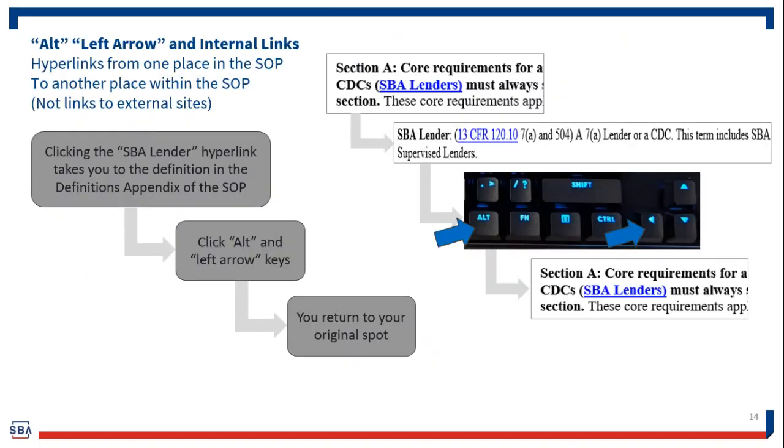Never lose your place again when clicking on a hyperlink to another location in the SOP. If you're in the SOP and you click on a hyperlink that takes you to another spot within the SOP, you can return to your original spot by clicking Alt and the left arrow key. Also, links to external sites will appear in a separate window, so your spot in the SOP won't move.